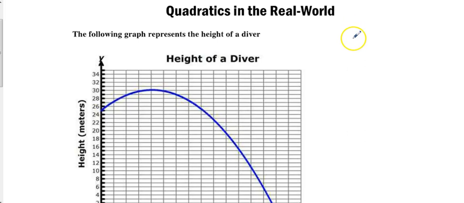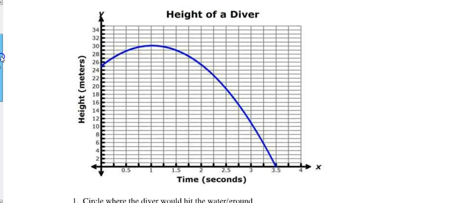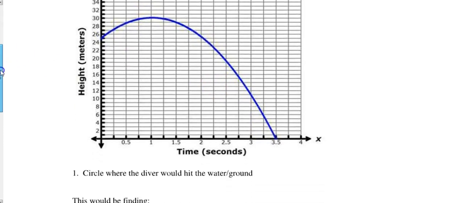Hello everybody, this starts our official entry into real-world questions, specifically quadratics in the real world. It says the following graph represents the height of a diver. So if we look at our picture here, we have height in meters on the y-axis, time in seconds on the x-axis, and this is the path of the diver as he is diving into the water.